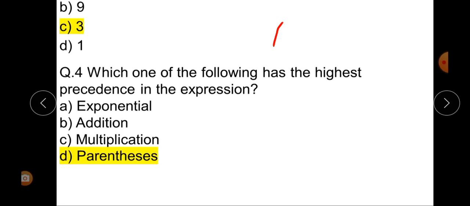Now, one thing is very important in this case: as you know, in mathematics we follow the rule of BODMAS.